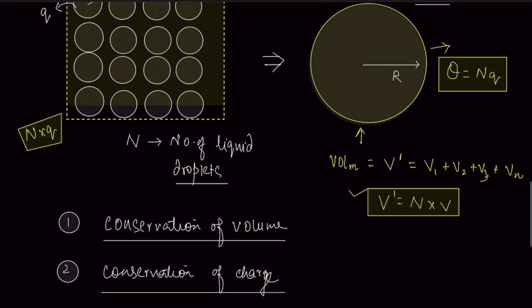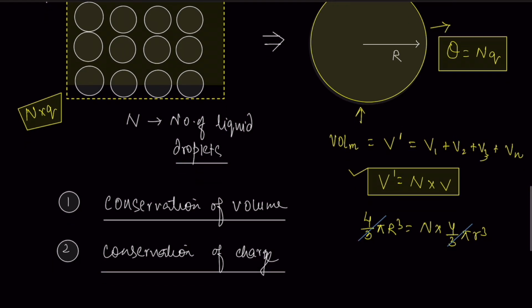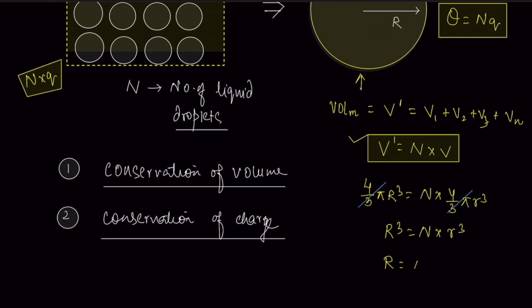Now the volume of a sphere, as we know, is 4 by 3 pi capital R cube, which is equal to n times 4 by 3 pi small r cube. Here 4 by 3 pi gets cancelled. Capital R cube is equal to n times small r cube. So capital R is equal to n to the power 1 by 3 times small r. We are getting the relation of small r and capital R. But why do we need this?